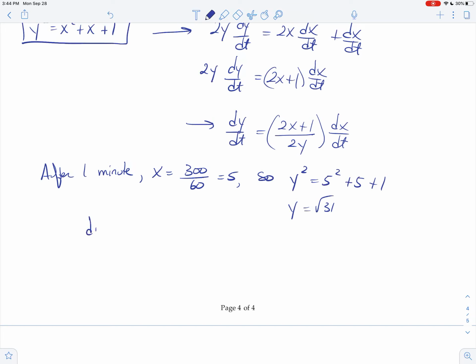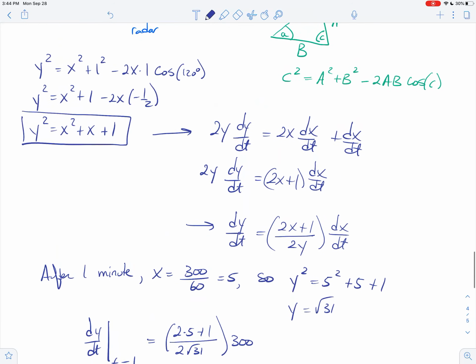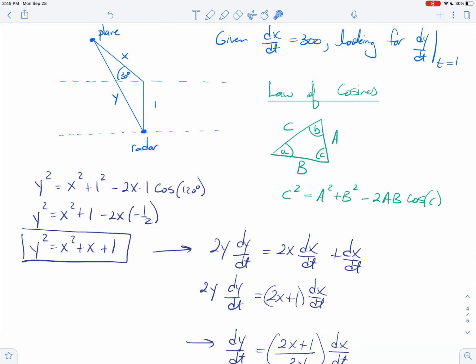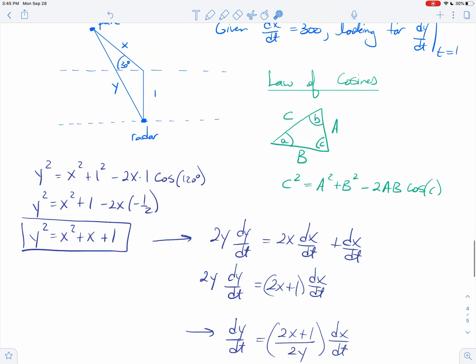Now I'm finally ready. I can say dy dt, the moment that 1 minute has passed, is equal to 2x, where x is 5, so this is 2 times 5 plus 1 over 2 times y, which is root 31, all times dx dt, which is 300. And when you simplify this, you get 1650 over root 31. Sorry, I said root 30 at first; it should be root 31. And so that's it. That's the rate of change that we were looking for. Difficult problem only because of the relationship. This was a difficult relationship, but I wanted to work through it with you anyway.